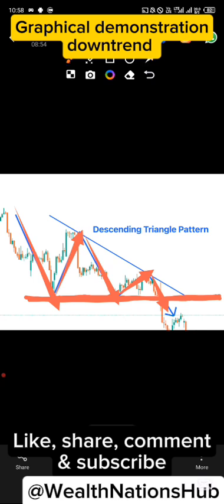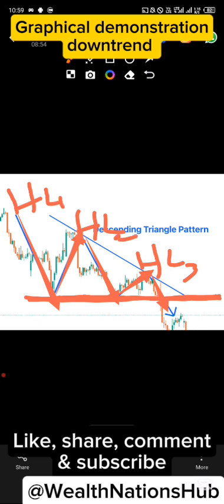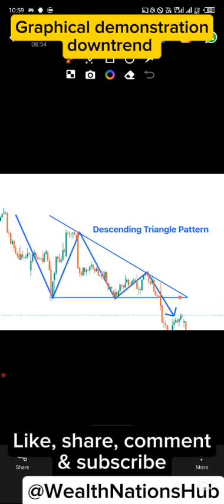Now one thing that shows that it is a descending pattern is this: if you look at it, the first high is far taller than the second high, and then you can see the third one. This is the third one, this is the second one, this is the first one. You can see there is a decrease, and this continues to decrease until they meet at a point somewhere here where it has to break down. Is that taken? It has to break down.